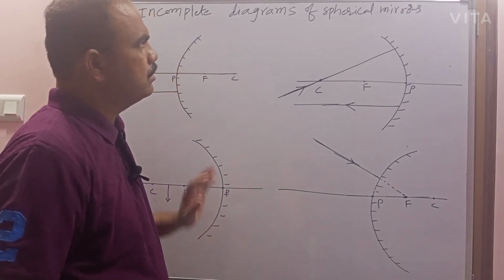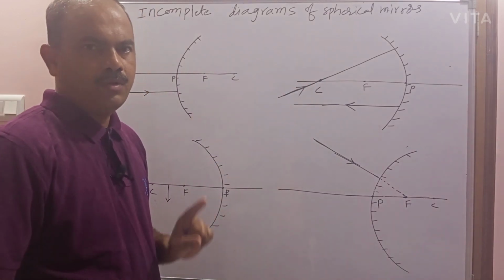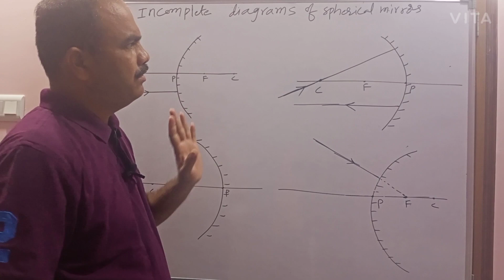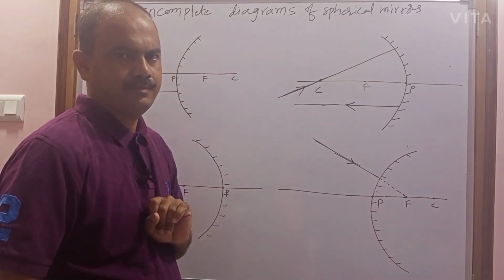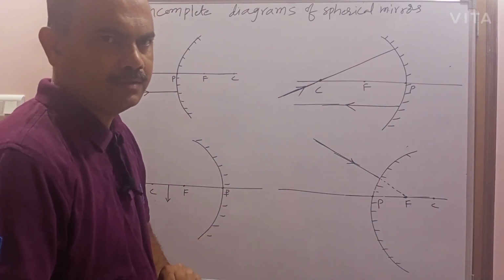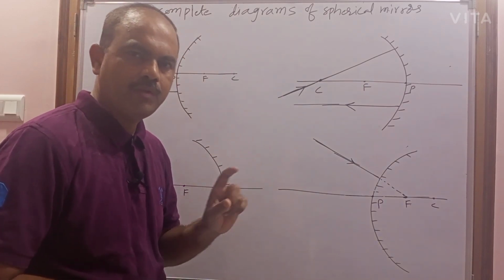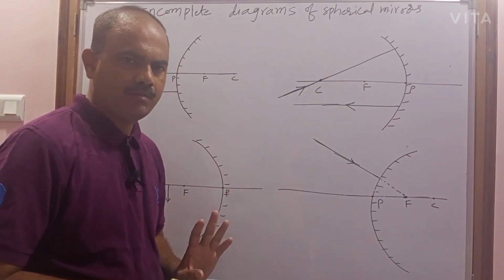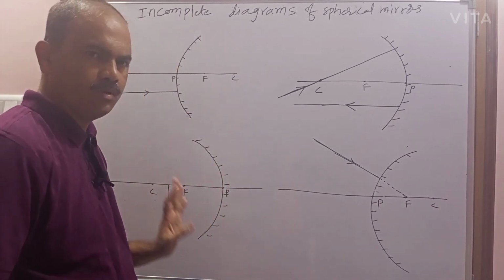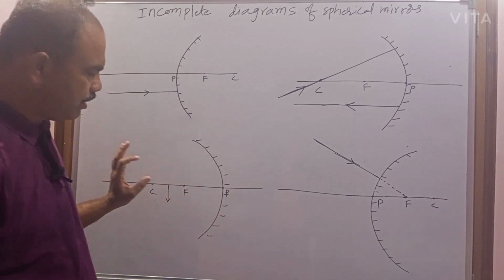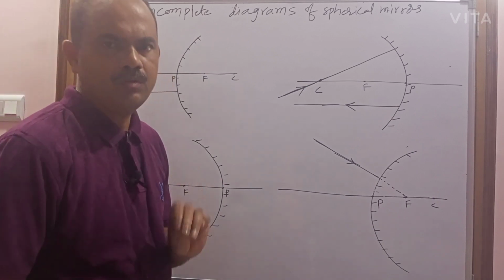To complete the incomplete diagrams, first of all you have to recognize whether the diagram is of a concave mirror or a convex mirror. The second one is, if the incident ray or the reflected ray is given, you have to identify it. And third, you have to know where the object position is, that is, where the object is placed in the diagram. These three things you have to identify.